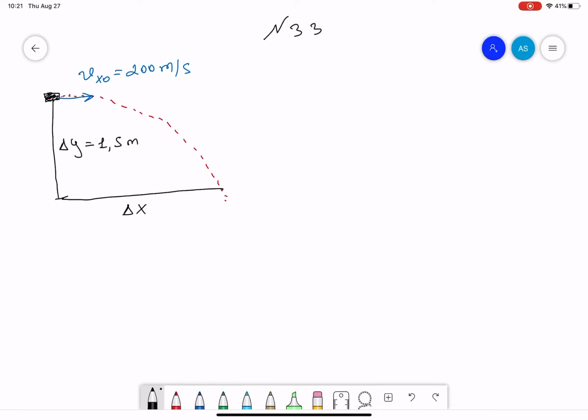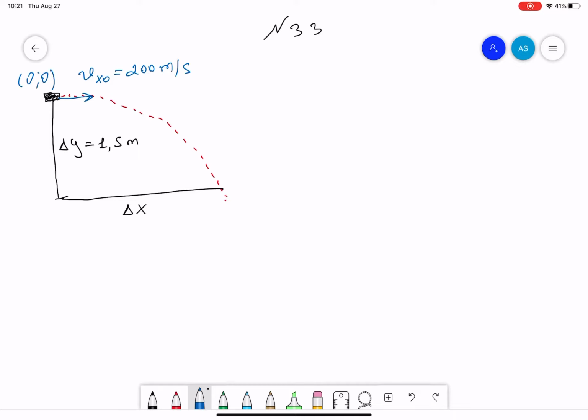Now in part A, you have to find how much time the bullet needs to hit the ground and how far the bullet travels horizontally. First of all, we have to understand a couple of things. You should always take a coordinate system before solving such a problem. So we're taking the initial position as 0, 0.